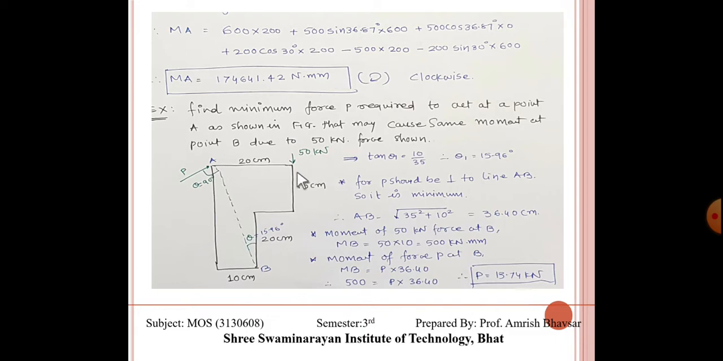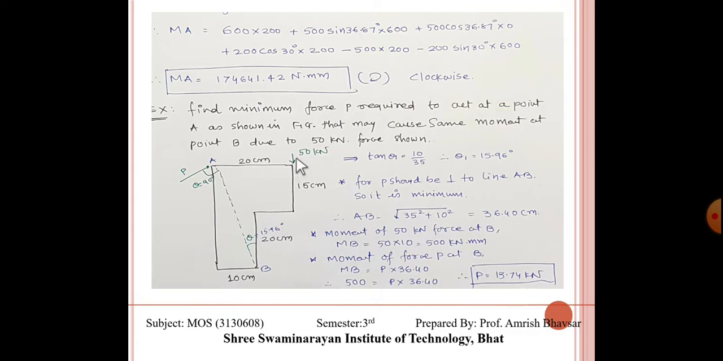So first of all we have to find this angle. tan theta 1 is equal to 10 by 35, so theta 1 is equal to 15.96 degree. Now P should be perpendicular to line AB, so that it is minimum, we know that. So the length of AB is equal to the square root of 35 square plus 10 square, which gives 36.40 centimeter. It's the length of AB.